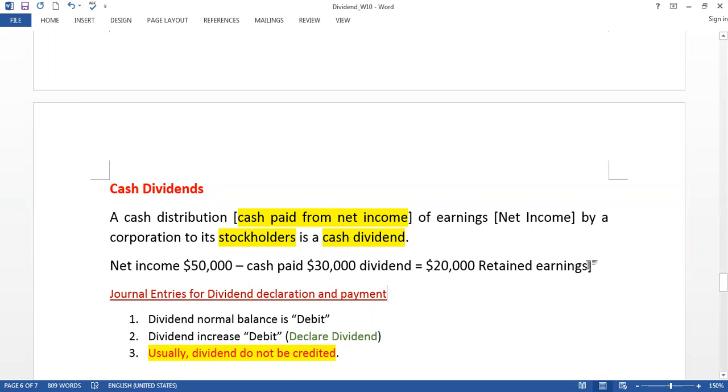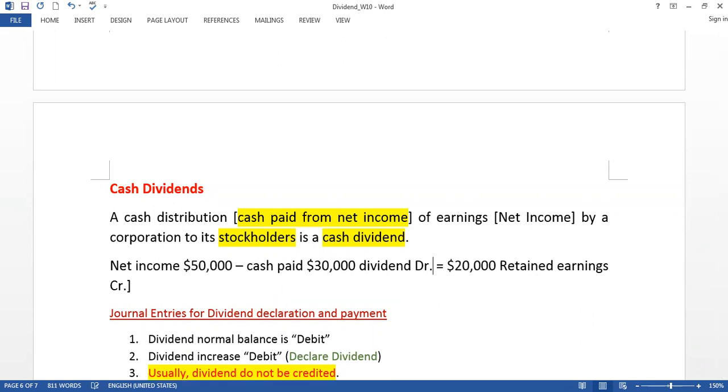Now, if you remember my first class for this chapter, retained earnings normal balance was credit. Can you remember? Retained earnings normal balance was credit, and dividend normal balance was debit. Then I told you that common stock normal balance credit, preferred stock normal balance credit. Can you remember? Treasury stock normal balance debit.